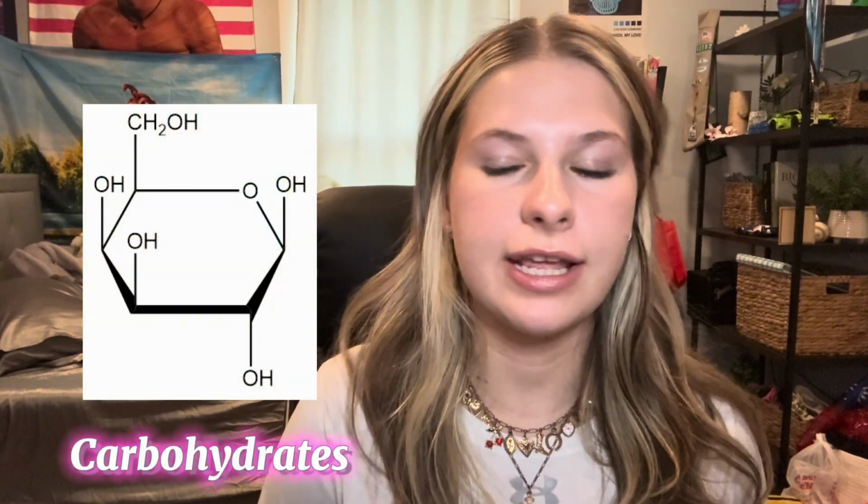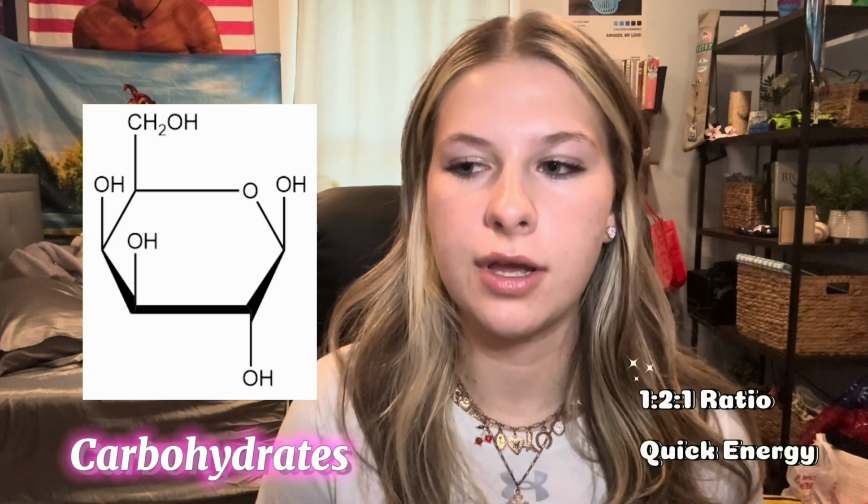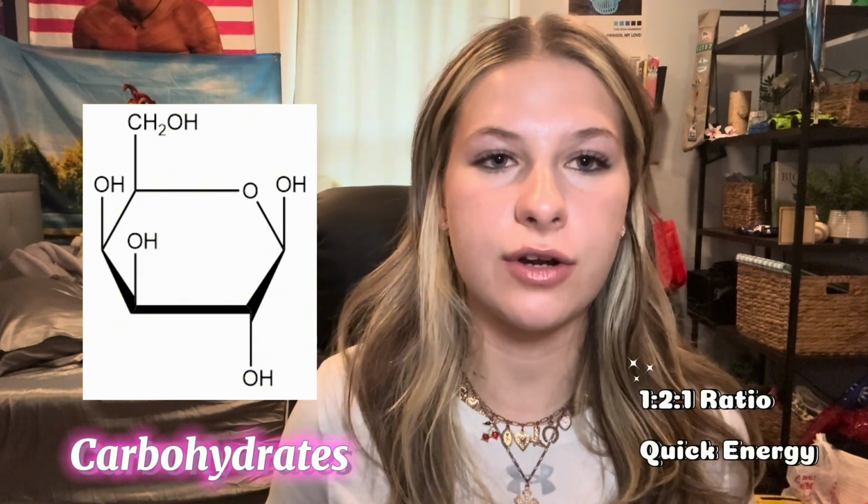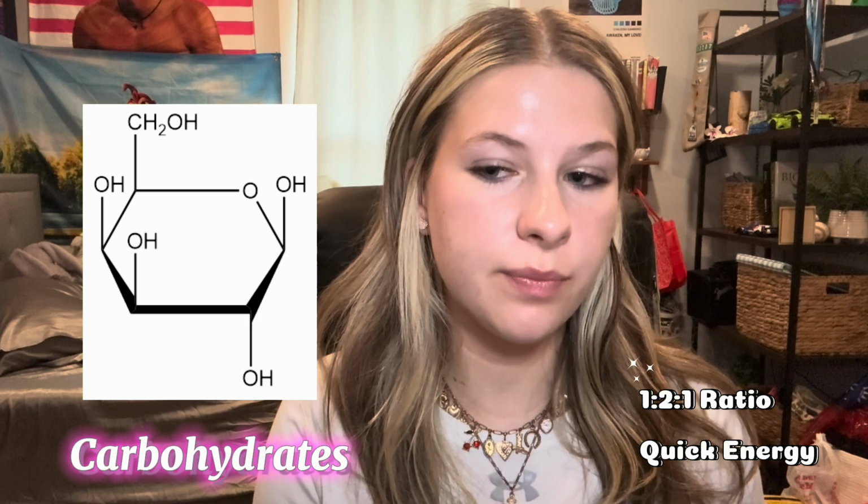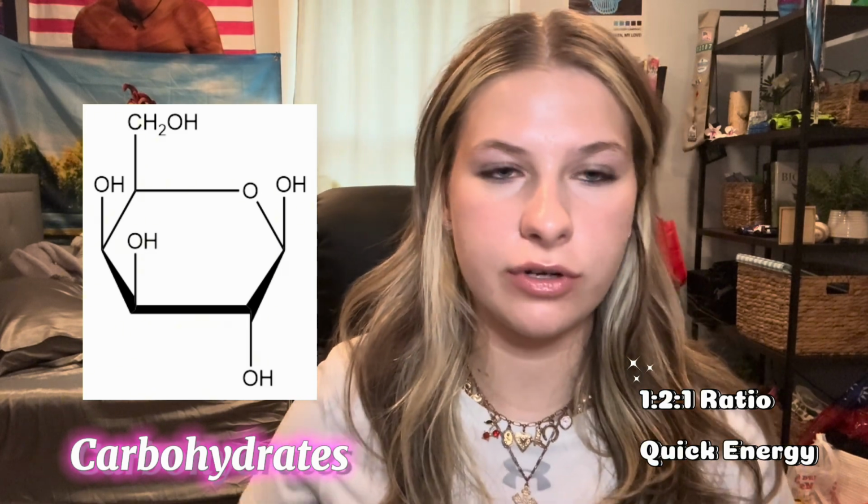First up, we have carbohydrates. These guys are your body's go-to for quick energy. They're made of carbon, hydrogen, and oxygen in a 1:2:1 ratio. That's why glucose and starches fall into this category. It's found in foods like bread, pasta, and fruit, and carbs fuel your cells fast.